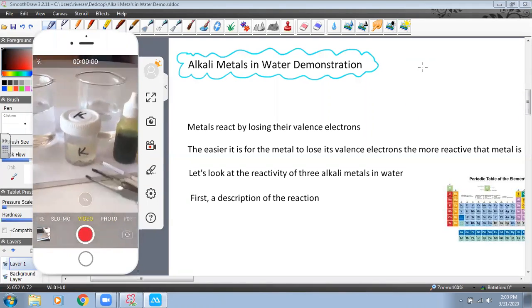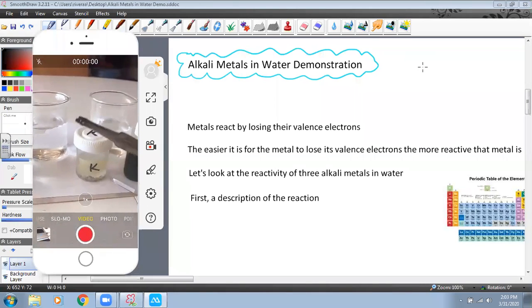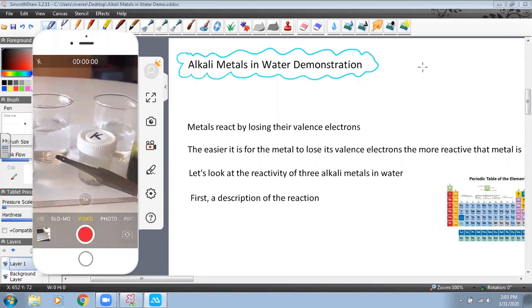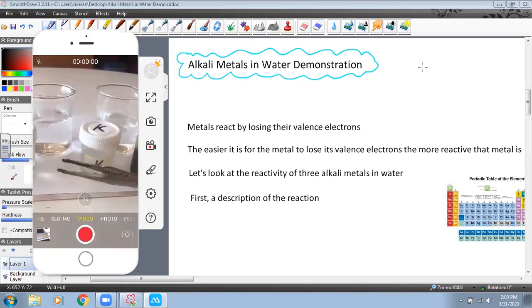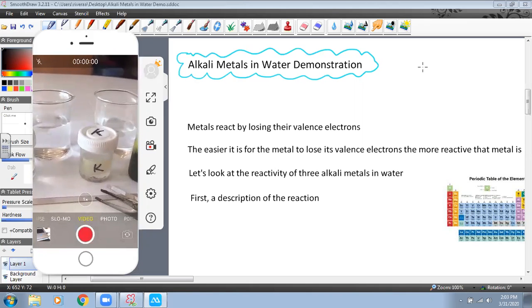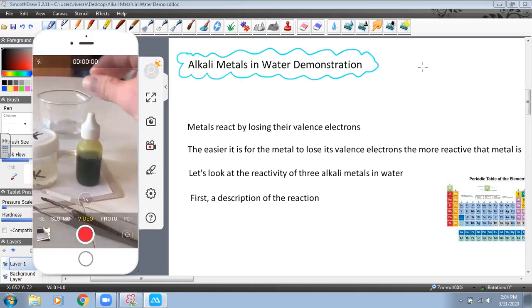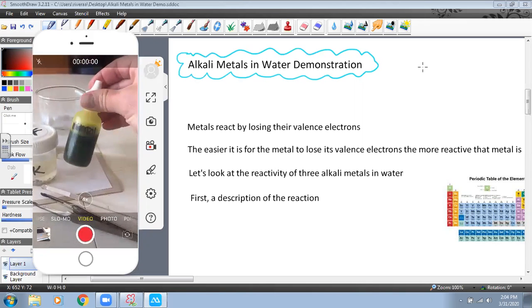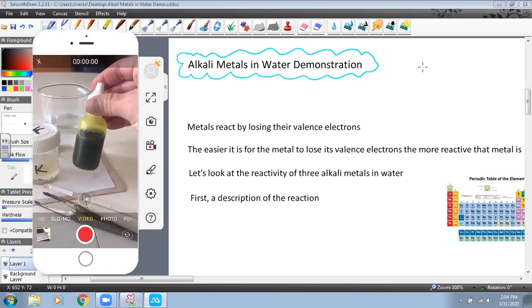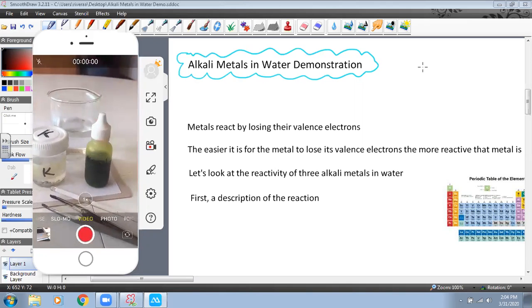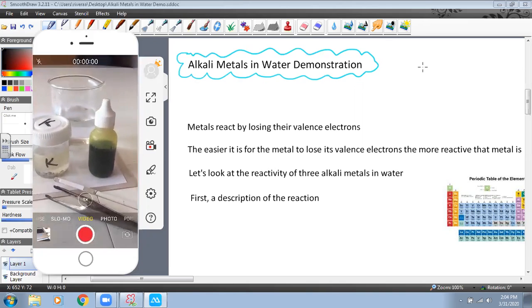I also have tongs here because I'm not going to be touching the metals with my hands. They would react with the moisture in my hand as well, which would hurt. I have a glass stir rod here to stir in the universal indicator. This here is universal indicator. It indicates the pH of a solution. So that's going to be one of the color changes that we see in the reaction.